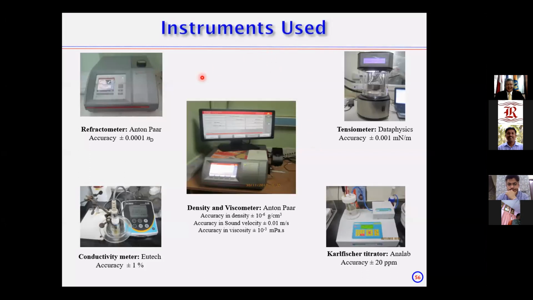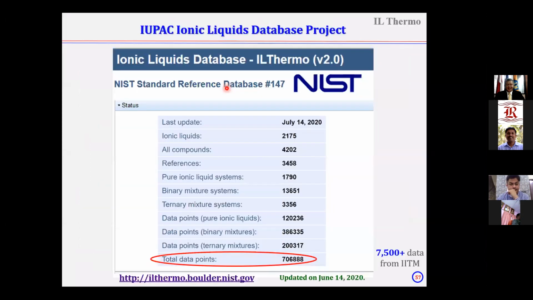Well, this is our expertise, and I'm proud of my research group and all the scholars who worked hard for the last 10 years. Because of them, we can now proudly say that more than 7,500 data measured in our laboratory at IIT Madras for various ionic liquids and their mixtures have been screened by IUPAC NIST and accepted for inclusion in this ionic liquid database, ILThermo.